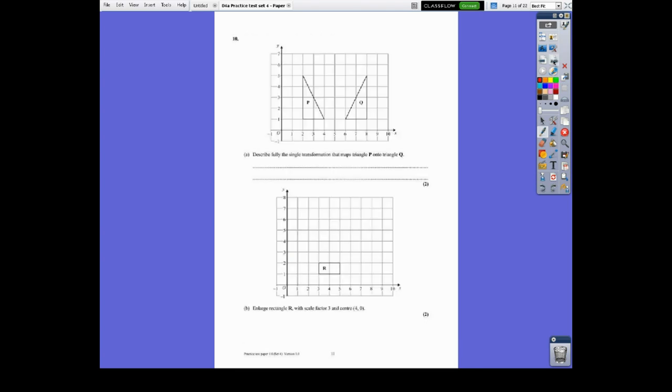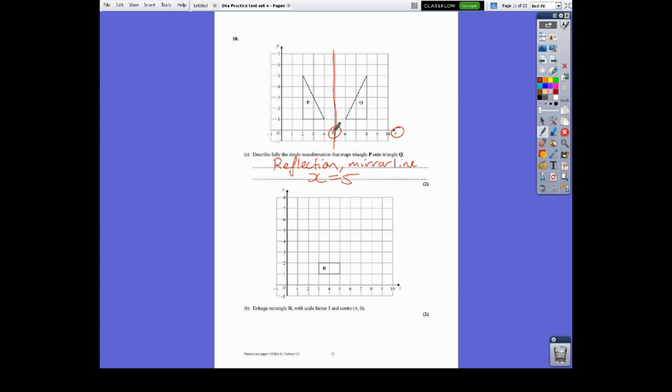Question 10. Describe fully the single transformation that maps triangle P onto triangle Q. Well, we can see here that it's a reflection, and the mirror line is straight down the middle there. So the first mark is for writing reflection, and the second mark is for writing the mirror line. And the mirror line must be given as an equation. So the equation of the mirror line is x equals 5, because it crosses the x-axis at 5.